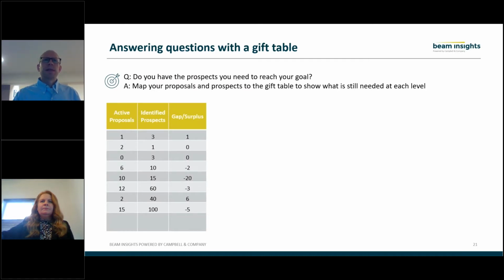So I think this is the last gift table question. Do you have the prospects you need to reach your goal? We kind of started here and so are kind of closing out here. This is probably one of the most important things that you need to be using a gift table for actively. We also use it to help inform portfolio rebalancing when we're looking at how do we distribute constituents across portfolios of individuals who may be doing frontline fundraising. So have you identified those prospects who you think are near-term capable of making a major gift to your organization?